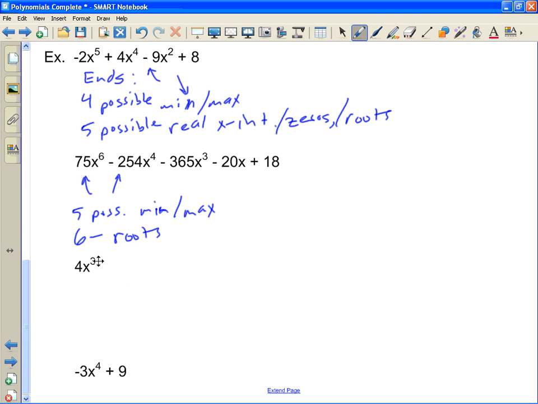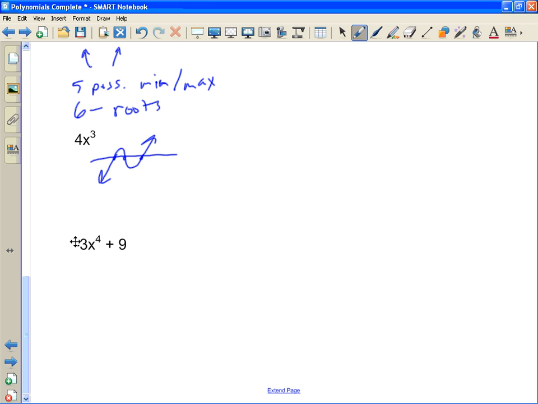Now I've got positive with an odd power, so my end behavior is going to be this way. I'm going to have up to 2 min-maxes in here, so maybe it's like that. And it could cross up to 3 times. Maybe it crosses 1, 2, 3, if this is my x-axis, 3 times. Last one, negative coefficient, even power. So they're both going that way. And I could have up to 3 bumps in there.